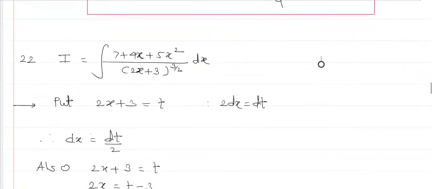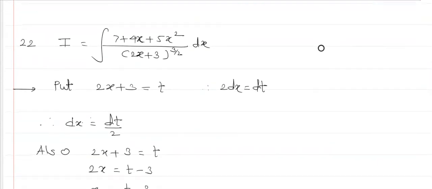Now the problem number 22. I is equal to integral 7 plus 4x plus 5x square dx upon, I can write this x again here. I always write very good handwriting, but due to my writing on the digital board, that is integral 7 plus 4x plus 5x square upon 2x plus 3 raised to 3 by 2. And again this is our substitution. This is the value of the dx.